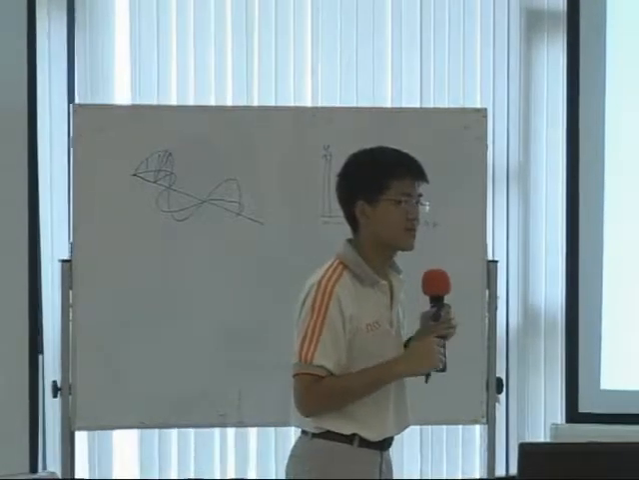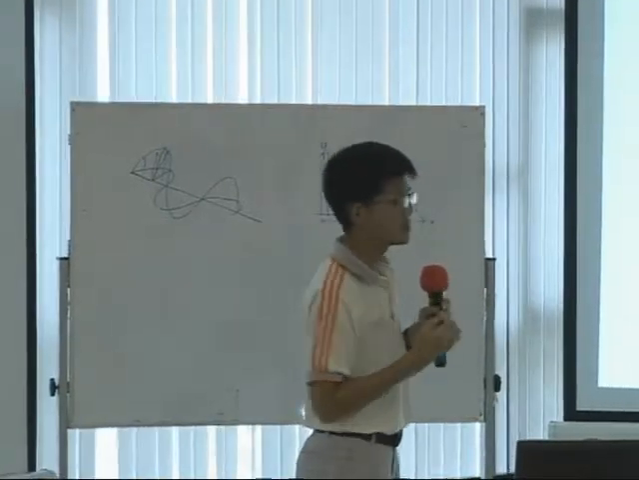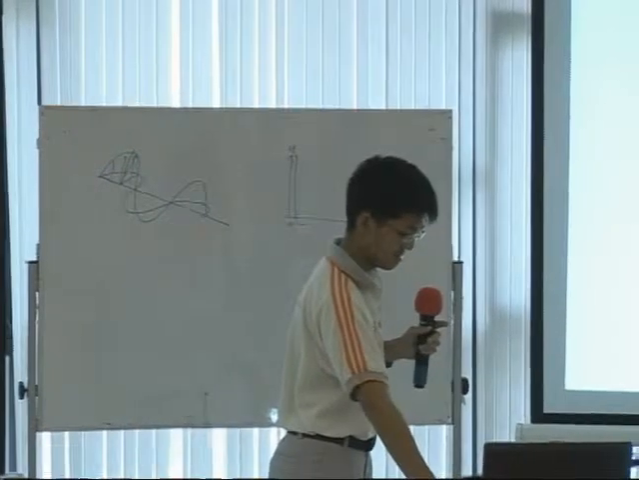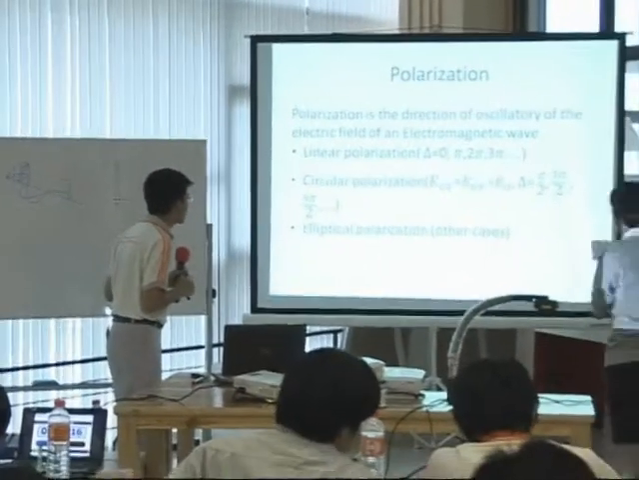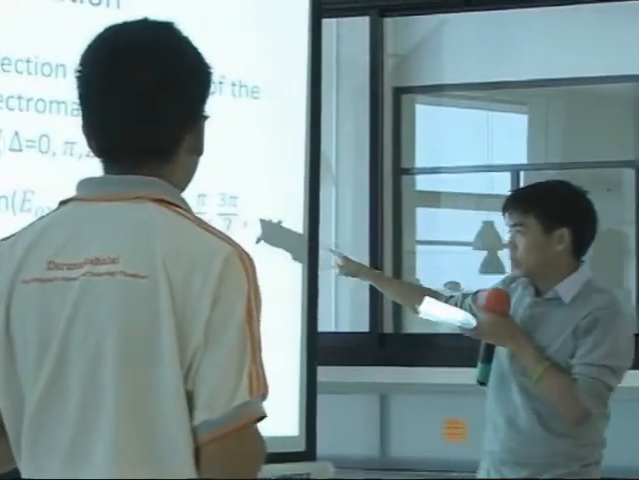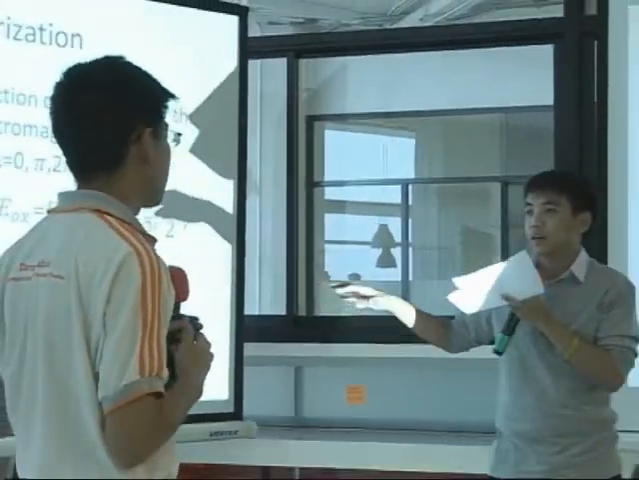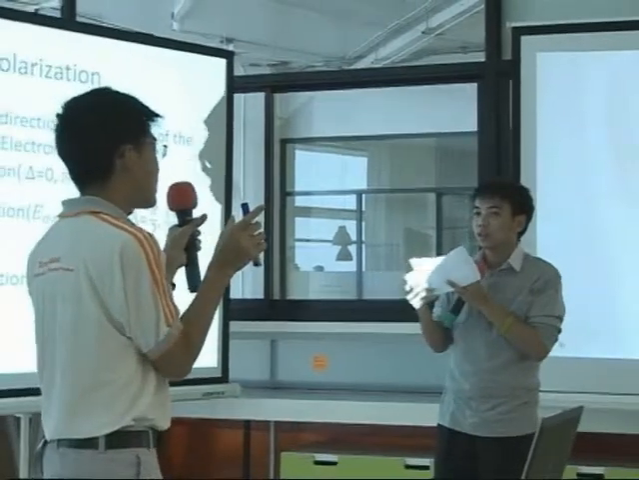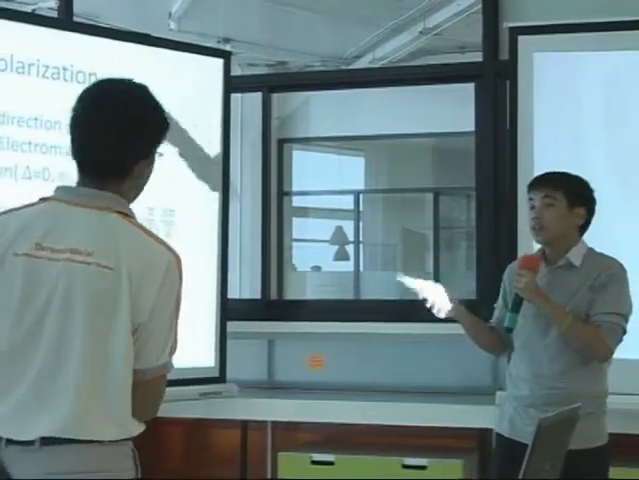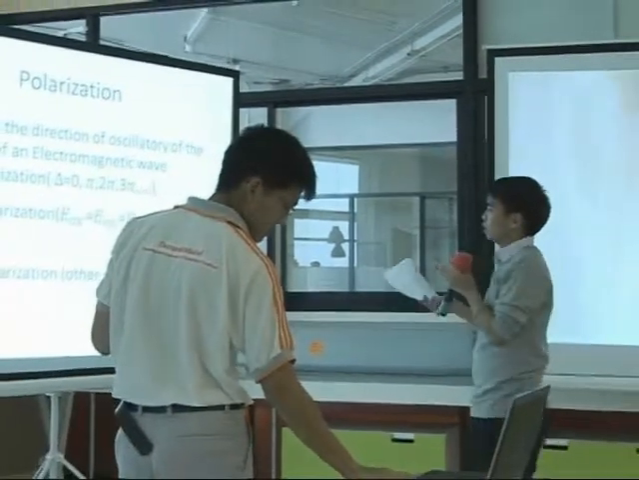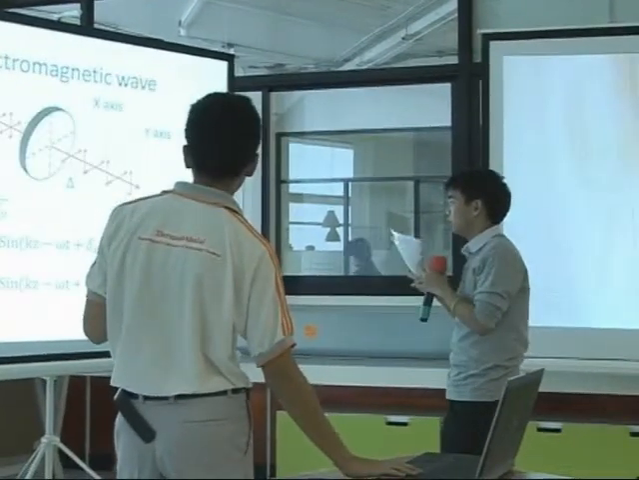It seems you don't get my question. Yeah, why? So you say it has to be pi over 2 to be a circular polarization? Yes. Why? Because of the shift of phases. How is the shift related to becoming circular polarization?